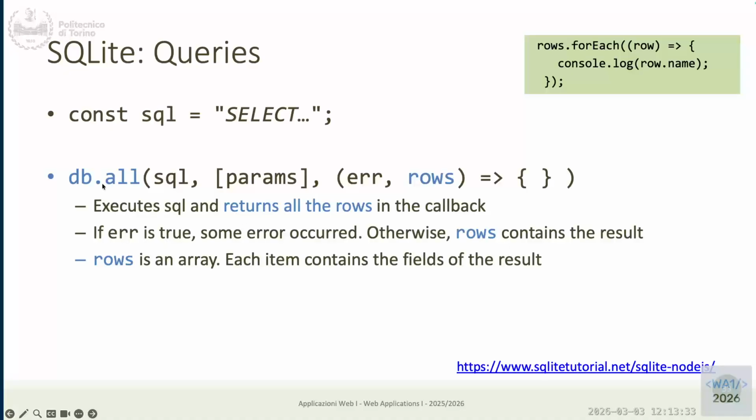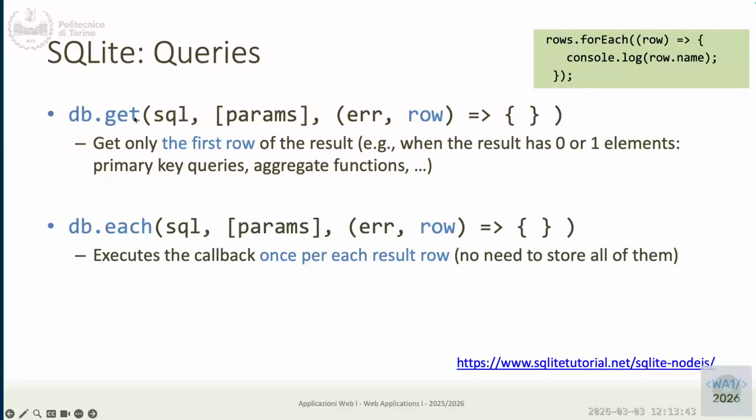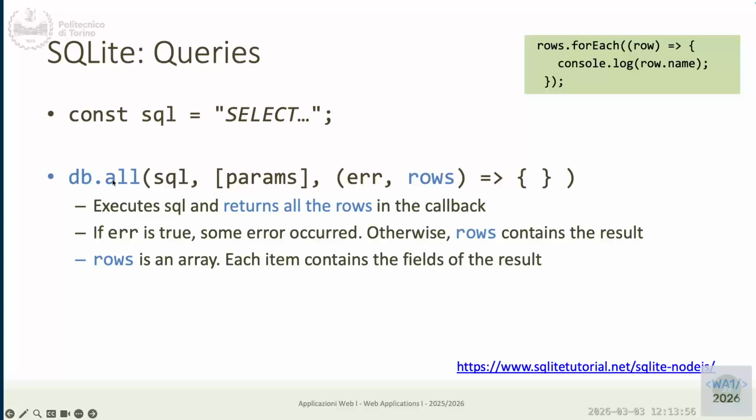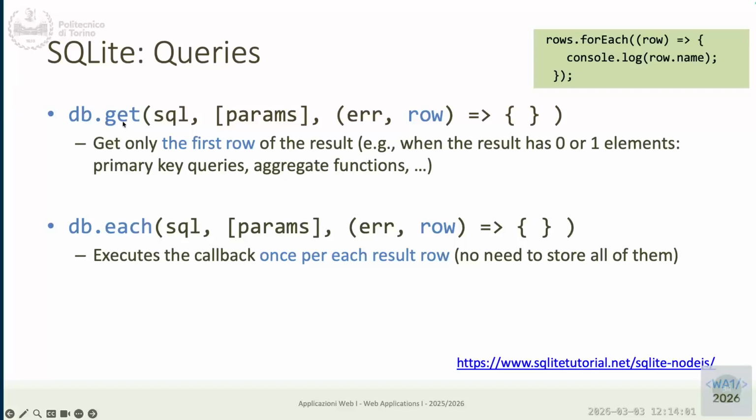So there is a db.all. The db is the database that we just opened. We have a bunch of methods for running queries. All, get, and each are all queries for select statements, for reading data. The difference is that all returns all the data corresponding to a query at once. Get returns only the first result, and each returns one result at a time by calling a callback for each of them. Let's see that.